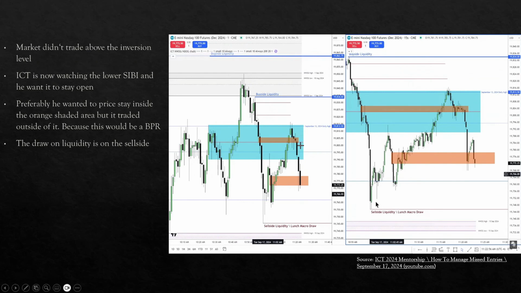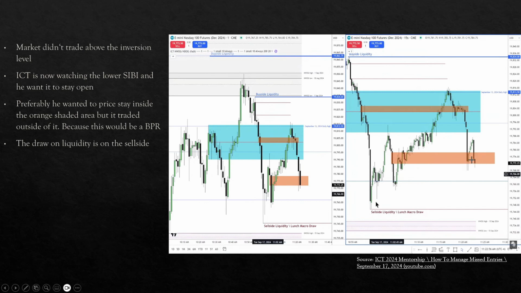The market didn't do that. You can see it also didn't close above the inversion level, so it failed to trade higher and dropped lower. And ICT was now watching the lower CB right here, coupled with this volume imbalance, and he wanted to see it stay open.